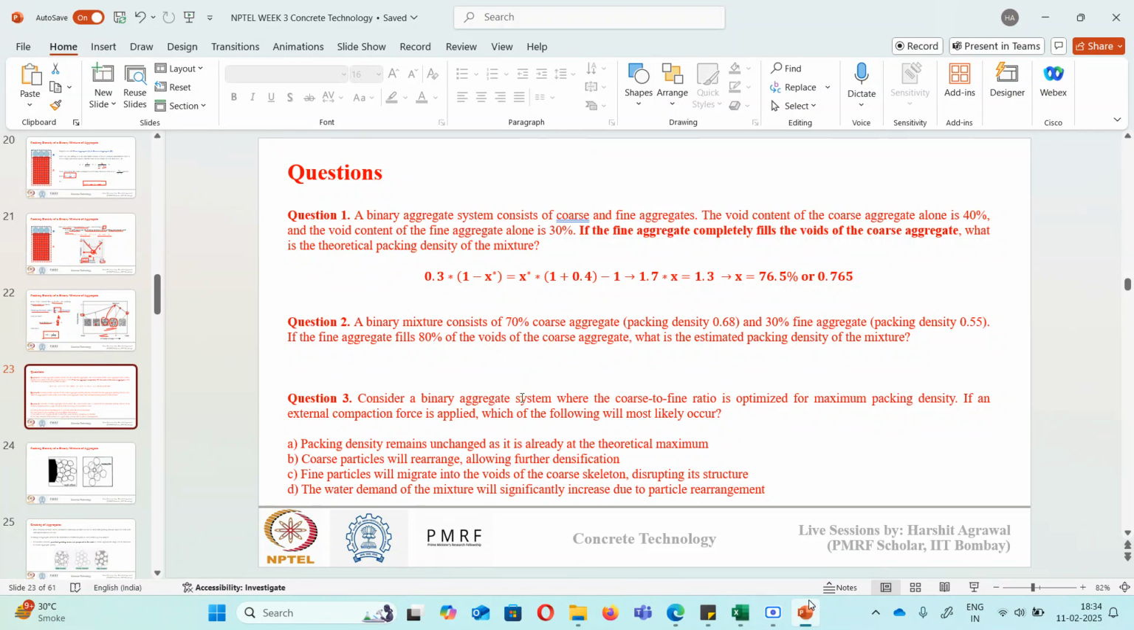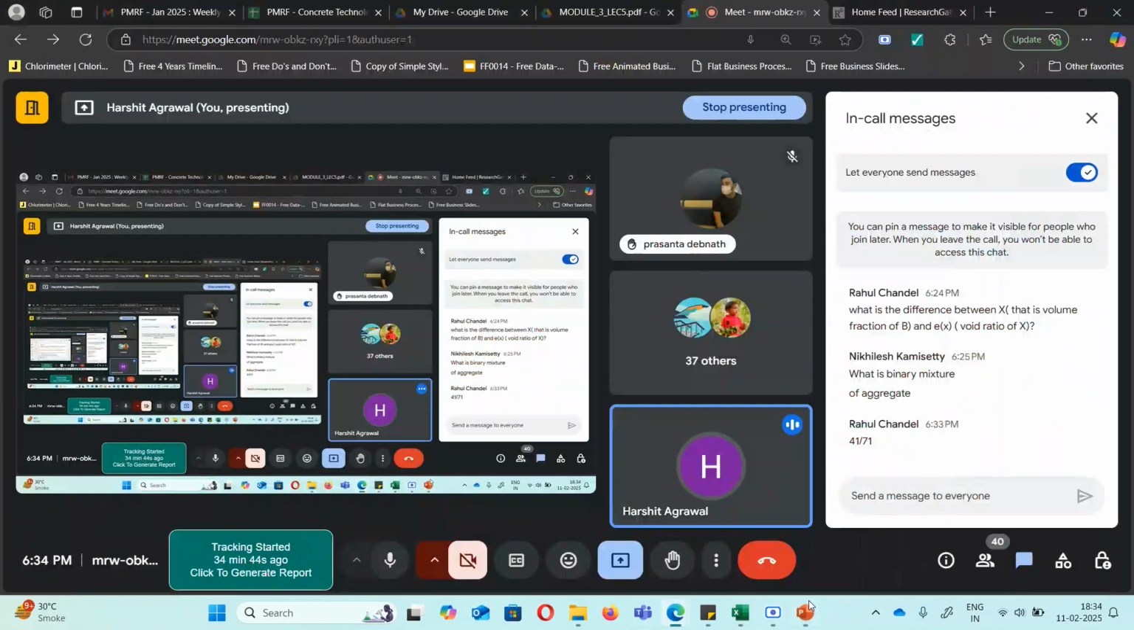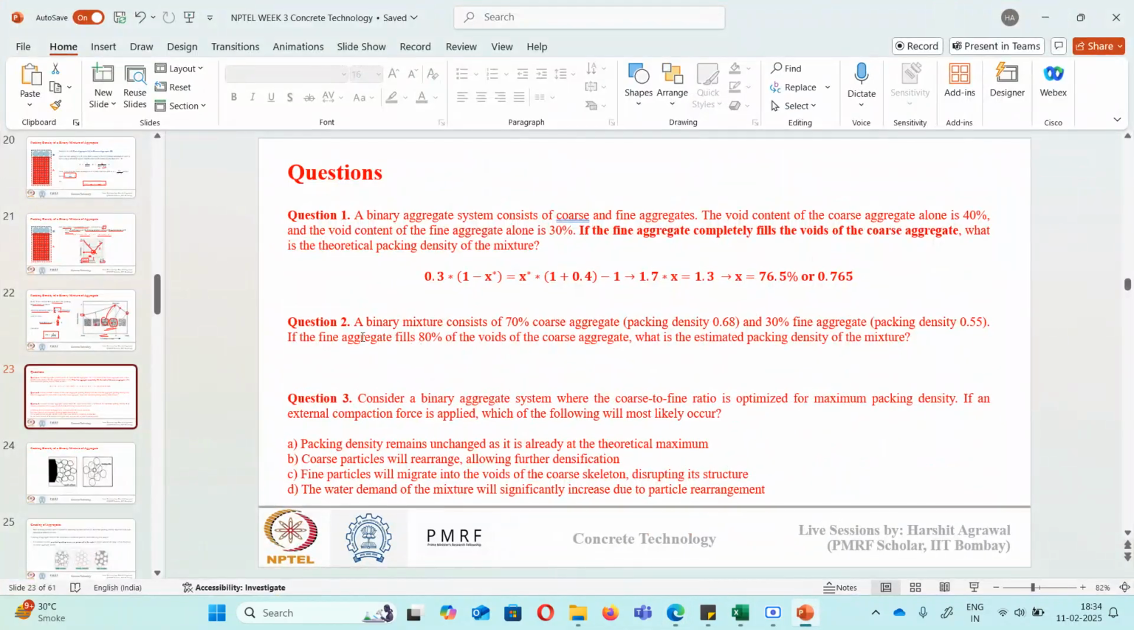Now, second question. 41 upon 71, maybe it would be correct. You can do the calculation.